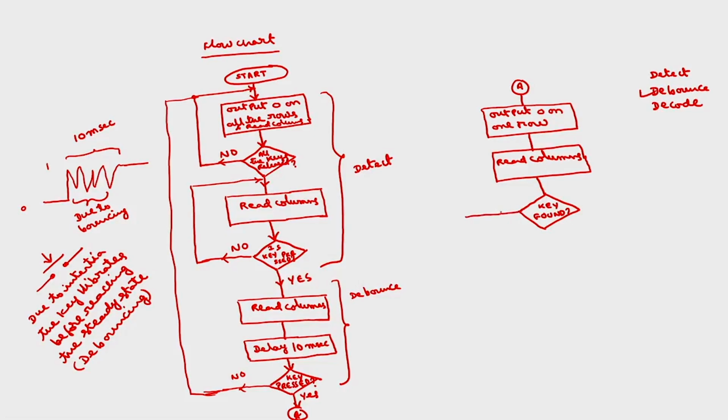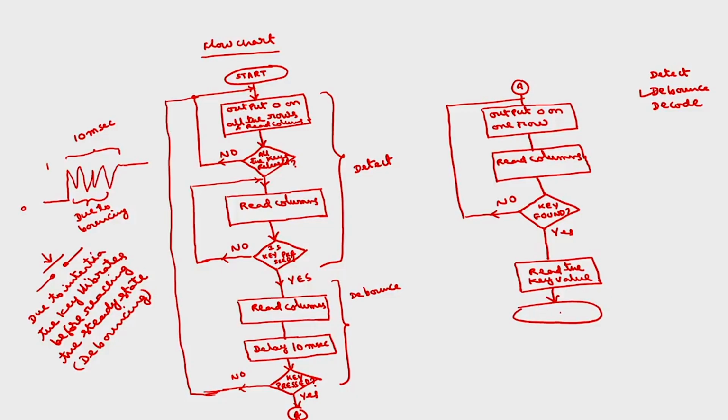If no, we will go for outputting the row on another row. Initially we will keep this 0 on the first row, then second row, third row, fourth row. We will check for all the rows. If yes, then we have to read the key value. Then stop. This is the flow chart to interface a hexadecimal keyboard to the 8086 microprocessor.